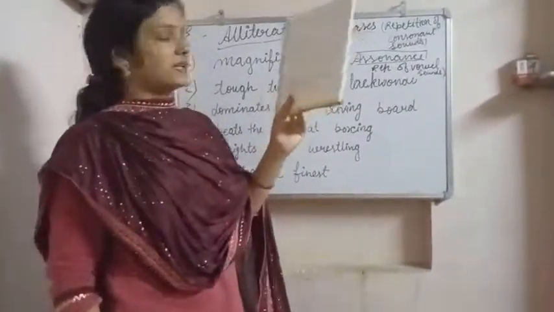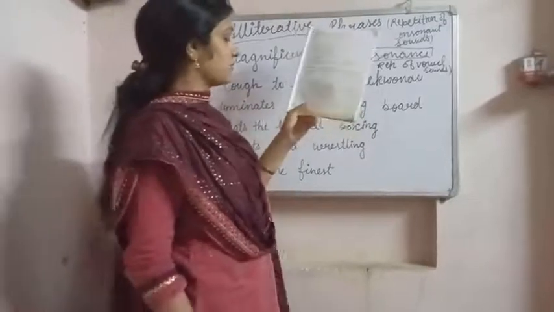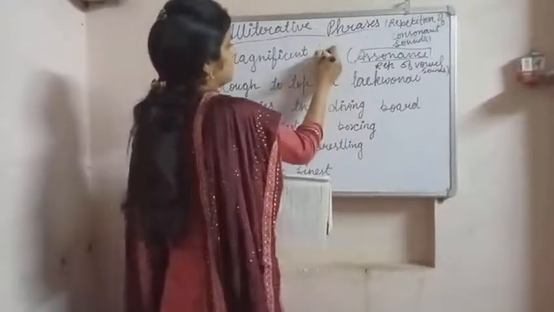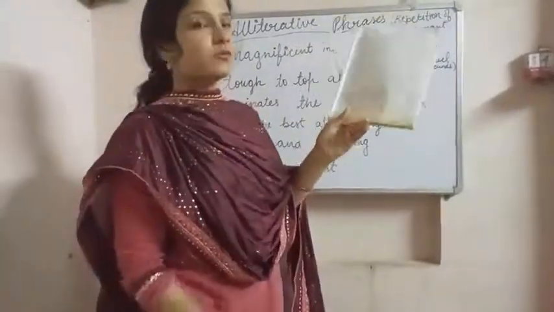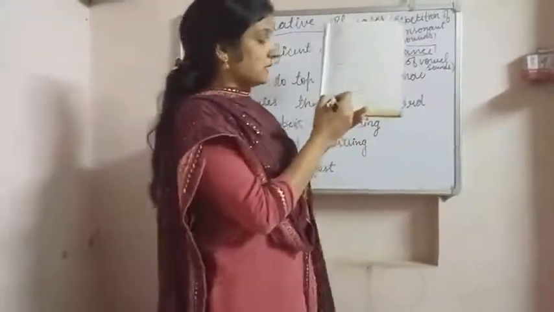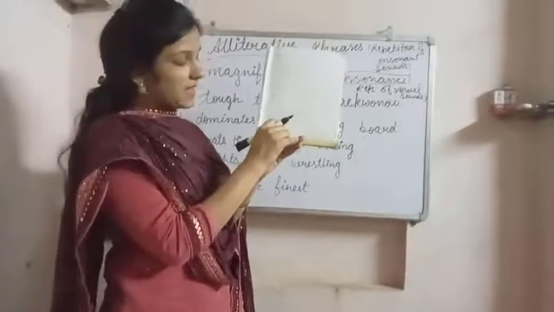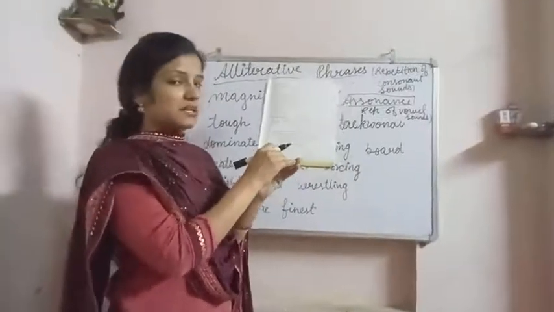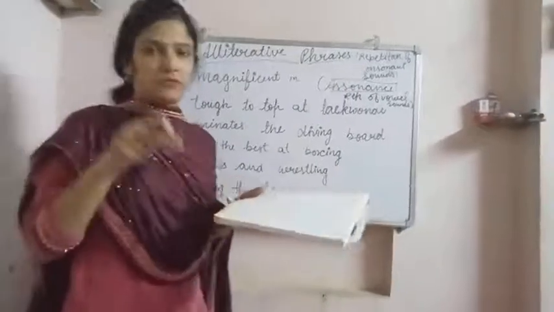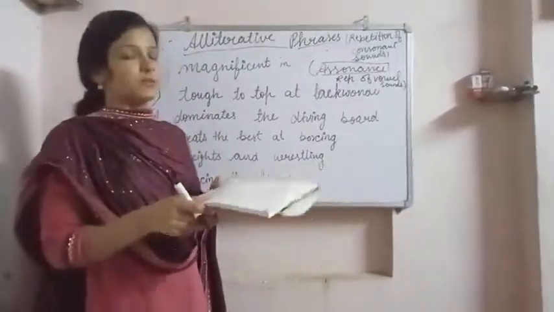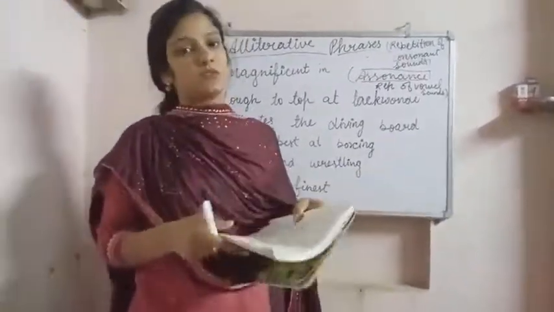For an example, one example is given here in this book. Magnificent in marathons. Which sound is repeated here? The consonant M is repeated here. So it is an alliteration figure of speech. And you have to find some more phrases from the poem in which alliteration is used.